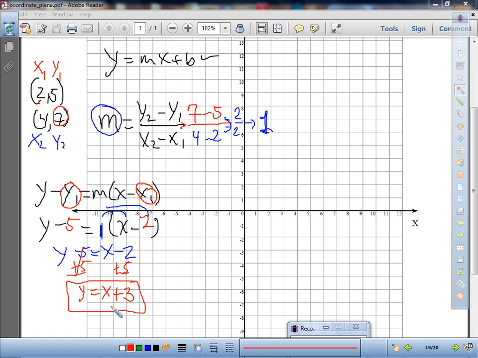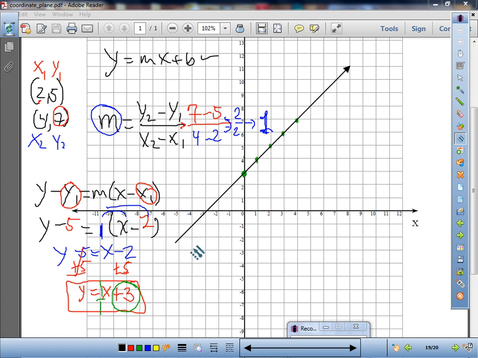Is it in slope-intercept form? Yes. Let's graph this. My y-intercept, what is it? 3. My slope, what is it? 1 over 1. That means 1 step up, 1 to the right. 1 step up, 1 to the right, and again, 1 step up, 1 to the right. We graph our line. There it is.